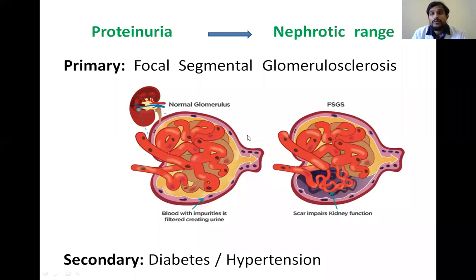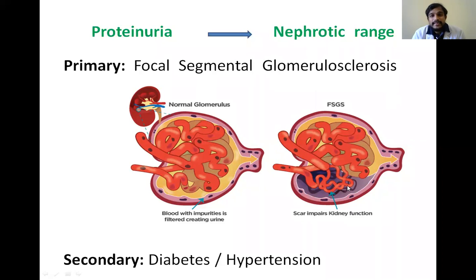And this nephrotic syndrome can be due to primary causes or secondary causes. Primary causes means directly the disease of the glomerulus. And in secondary causes, some other disease will cause the secondary effect on the kidneys and the glomerulus. That is secondary causes. So the common primary cause for nephrotic syndrome is focal segmental glomerulosclerosis. This is a disease in which the sclerosis of the glomeruli occurs at certain sections or certain segments. That's why this is known as focal segmental glomerulosclerosis.